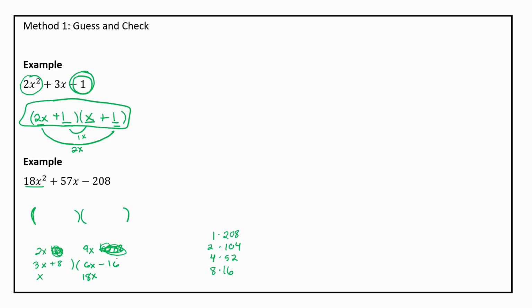Well, I'm going to have to FOIL this out almost. I'm going to have to do 3x times -16 and 8 times 6x and see if that adds together to get 57x. I'm going to have to do that for every single situation I have. So guess and check is a great method some of the time and is a terrible method some of the time. So the rest of this video, I'm going to show you an alternative method.